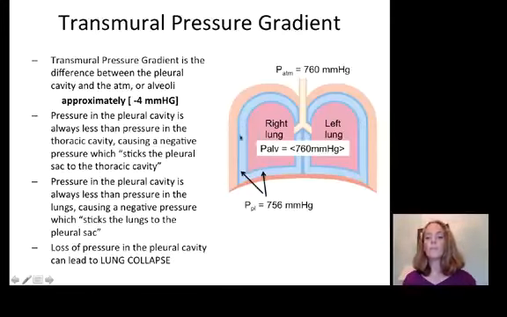If we lose pressure in the pleural cavity, that can cause the lungs to no longer stick to the chest cavity, and that can lead to collapse of the lungs. And then no matter what you do, if the lung is collapsed and not stuck to the chest cavity, no matter how you expand the chest cavity, the lung is not following. Until you relieve that pressure and then the lungs stick back to the wall, then you can breathe again.